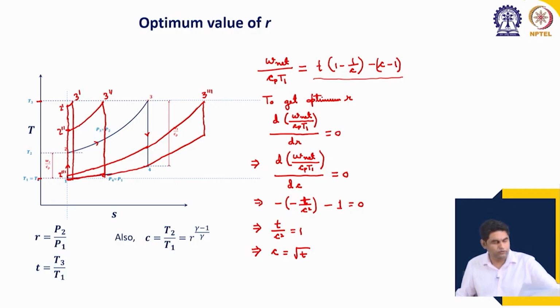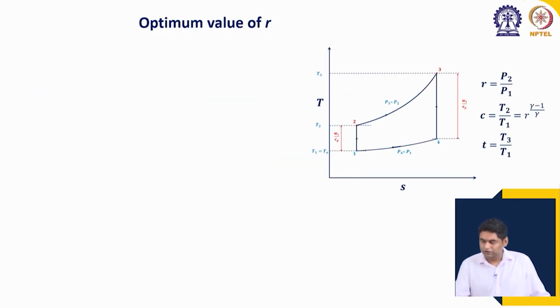So, physically what does it mean? It means that for our cycle, when this temperature ratio T 2 by T 1, which is equal to R to the power gamma minus 1 by gamma, which is equal to C, is equal to the root of the temperature ratio T 3 by T 1, then we get the maximum work output.